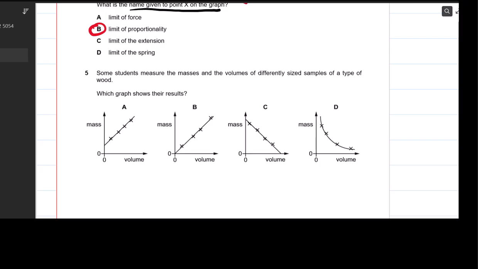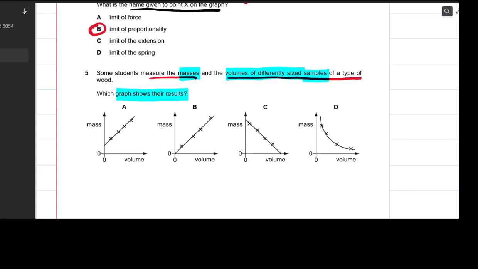Moving to question number 5, some students measure the masses and the volumes of differently sized samples of a type of wood. So masses and volumes of different sized samples. Which graph shows their results?